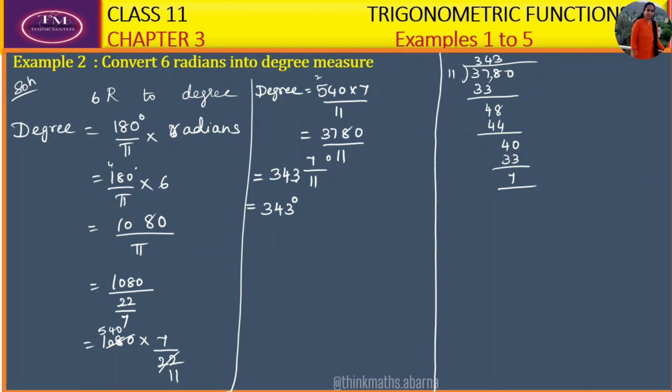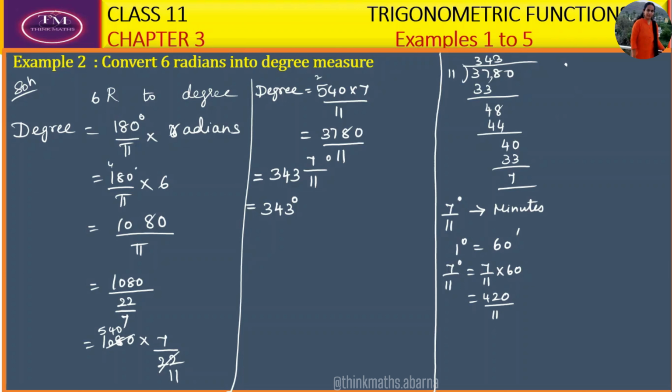This 7 by 11 is less than 1. So if it is less than 1, we have to convert 7 by 11 degree to minutes. What we know, 1 degree is equal to 60 minutes. For minutes, we have only one comma. So 7 by 11 degree means we have to multiply both sides by 7 by 11. If you multiply 7 by 11 into 60, it is 6 sevens are 42 and the 0 divided by 11.